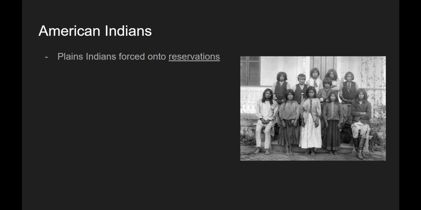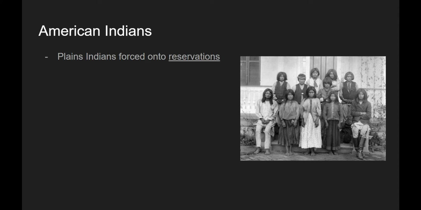And it starts actually with the Plains Indians. The Plains Indians were the tribes that were settled mainly in the central part of our country. They are forced onto reservations. We learned about the reservation system starting back with President Andrew Jackson in the 1830s with the Trail of Tears and the Indian Removal Act.